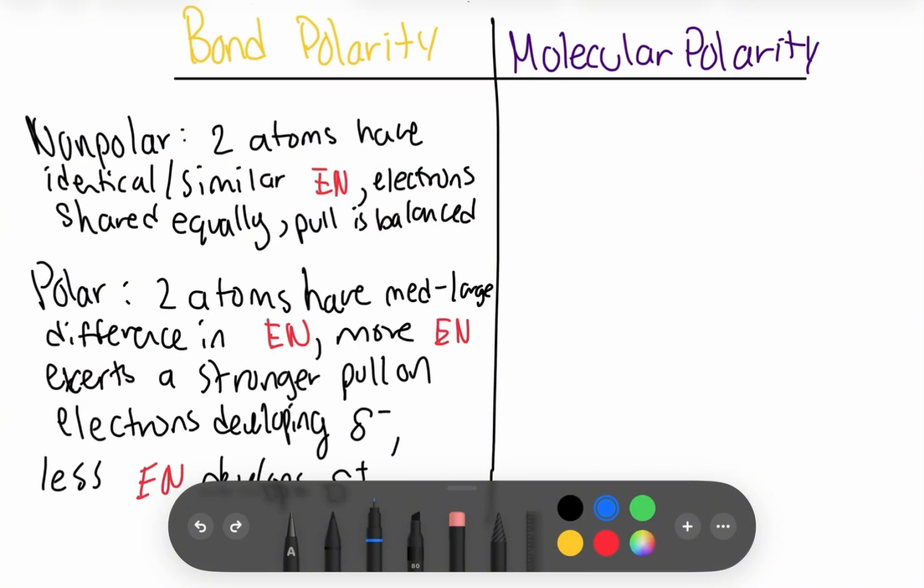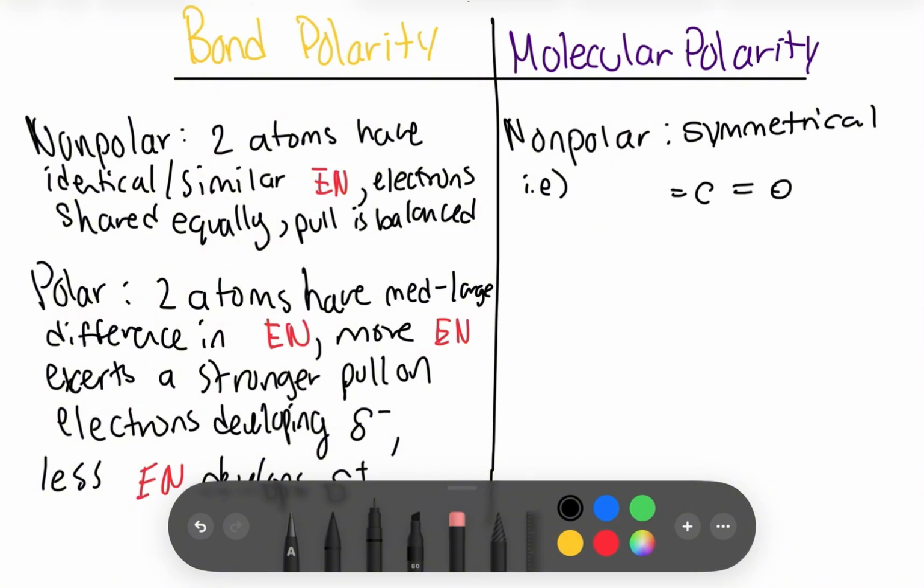Now, bond polarity, which is between the inner bonds of the molecule, is going to impact the overall polarity of the molecule itself. But most of the time, when we're comparing molecular polarity, we're actually looking at the geometric shape of the molecule. So a nonpolar molecule is typically symmetrical. For example, if we look at CO2, we have C and then double bonds with O, and it's clearly symmetrical on both sides, making it nonpolar.